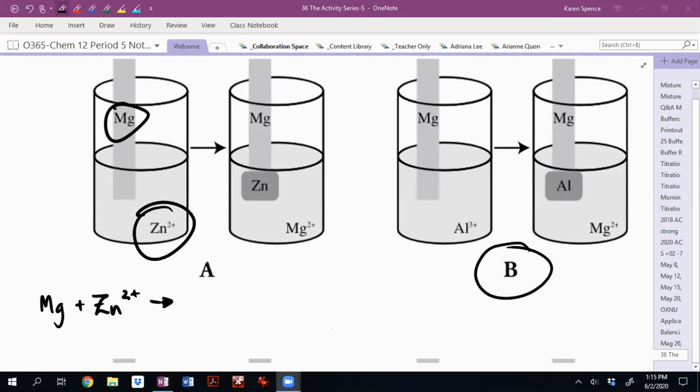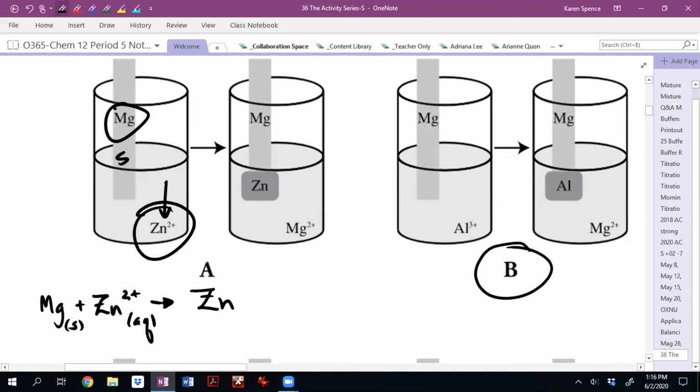Who are the products? I started with magnesium solid, right? That's our magnesium. It's a solid strip. And I started with zinc 2+, aqueous. Who am I finishing with after the reaction? What new things did I get? Yeah, I got zinc. Okay. Now, what's the charge of that zinc?